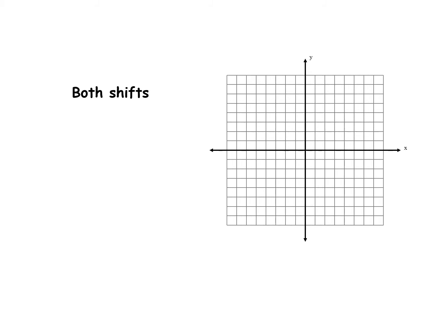And both shifts, right? So now I'm going to have a vertical shift of -3, a horizontal shift of +2. So my starting point would be over 2, down 3, 1, 2, 3. And then once again from this point, I can go over 1, up 1, and over 4, 1, 2, 3, 4, up 2, and then just graph my function like that.